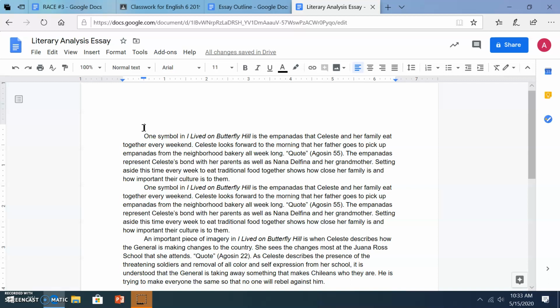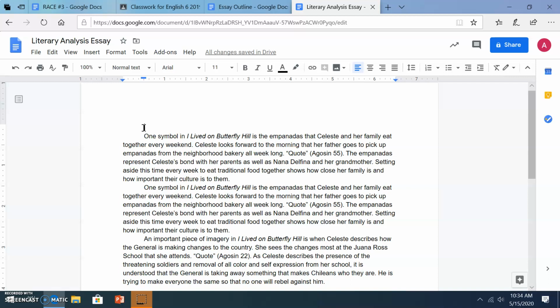I chose to do the example on I Lived on Butterfly Hill because I didn't want you guys to feel tempted to write something very similar to what I wrote in the example if I used The Adventures of Tom Sawyer. So I used I Lived on Butterfly Hill instead for the example. In the example, I'm also using both symbolism and imagery. Some of you wrote about both in your race paragraph, so I wanted to show how you could incorporate both into your essay. And it's actually a little bit easier if you wrote all your race paragraphs about just imagery or all your race paragraphs about just symbolism. So I'm going to show if you wrote your race paragraphs on both topics, just in case, because that's a little bit harder to do.